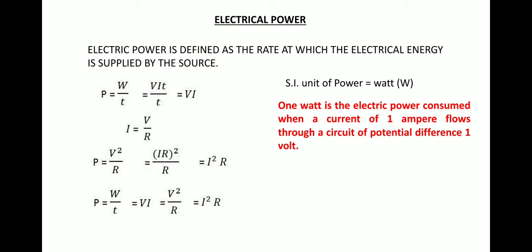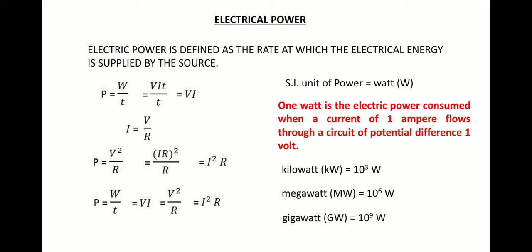There are many other units which can be used as the higher degree of power to measure the power, which are kilowatt, written as kW. 1 kilowatt is equal to 10 to the power 3, or simply 1000 watts. Megawatt, or capital MW, which is equal to 10 to the power 6 watts. And also gigawatt, GW, which is equal to 10 to the power 9 watt. So these are the higher units of electrical power.